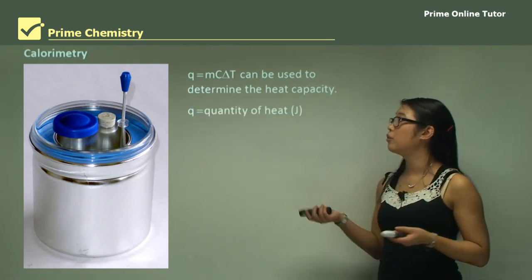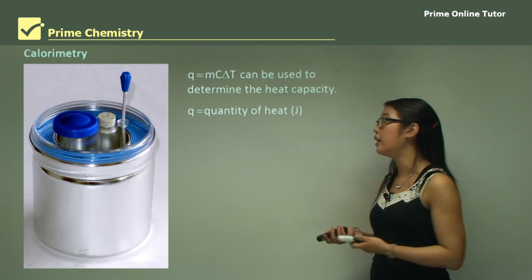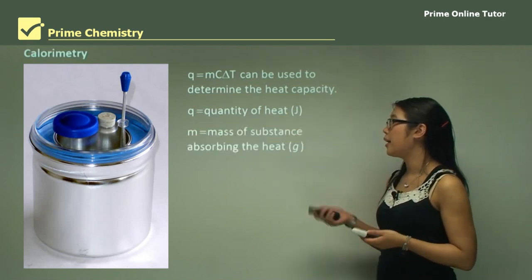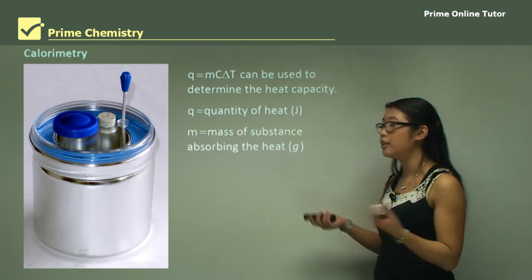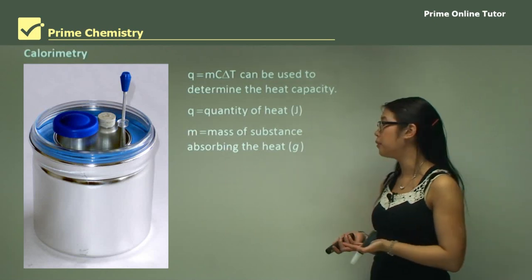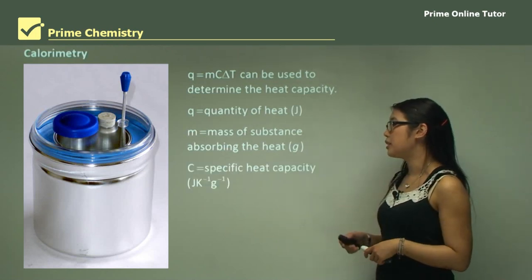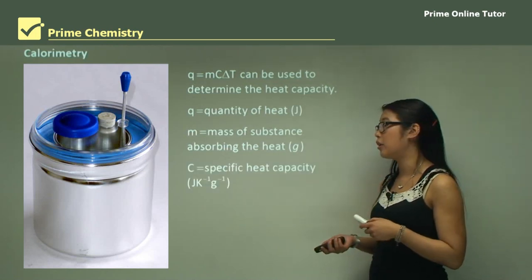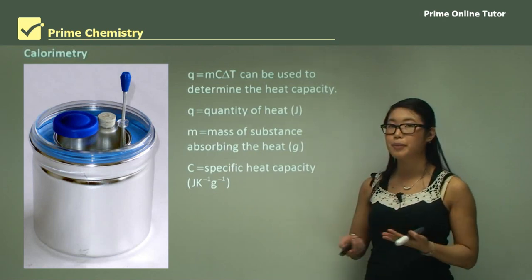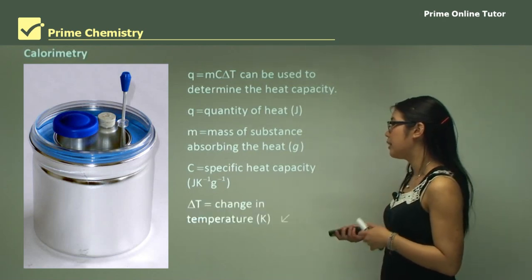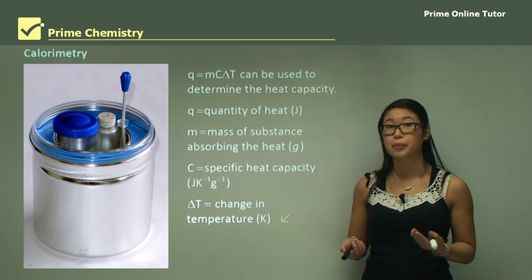Remember, Q we're using here is the quantity of heat in joules. M is the mass of the substance absorbing the heat, so if we did water, it would be the mass of the water. C is the specific heat capacity in joules per Kelvin gram. And delta T is the change in temperature.